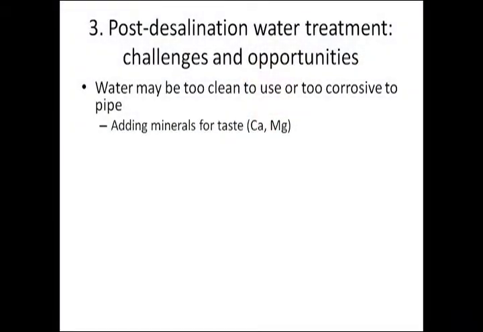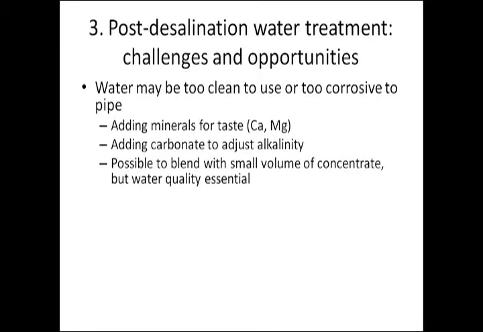And it turns out that we don't want to drink water that has nothing but water in it. And so we need to add things back in. And also that water can be too corrosive for piping. So we have to add minerals back in, for example. We have to add carbonate back in so that the water is pH adjusted and doesn't change dramatically. It's possible to provide those by putting some of the chemicals that you took out in RO back in by blending in a little bit of the concentrate.